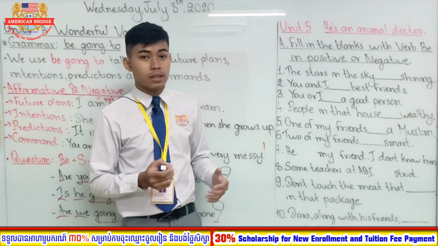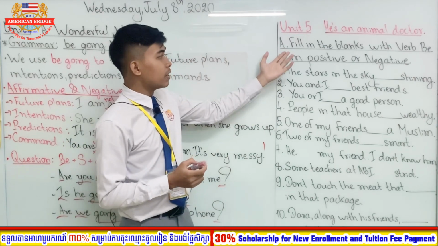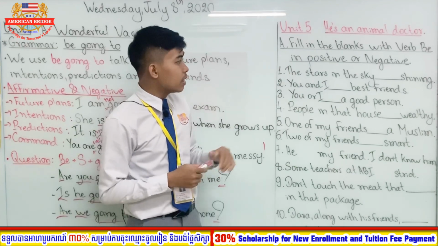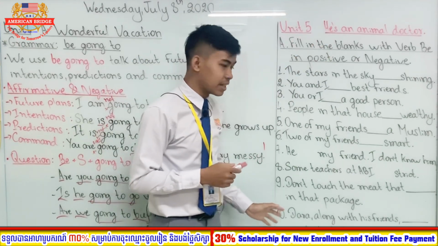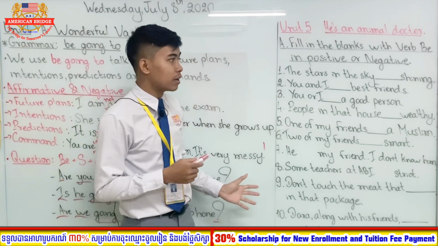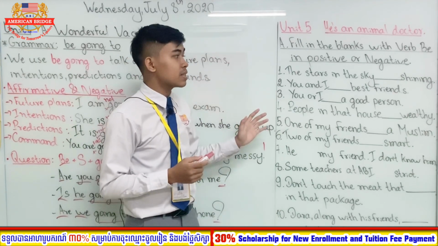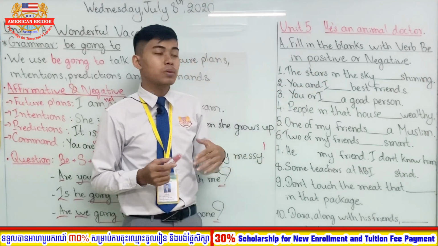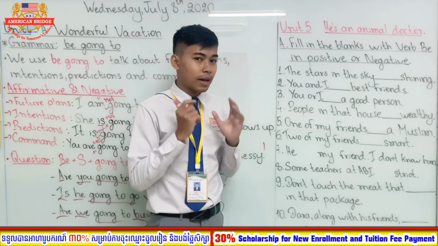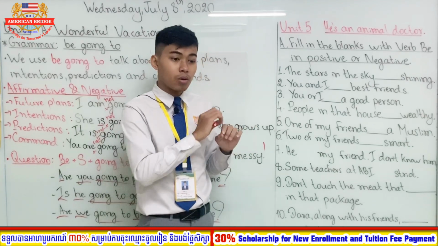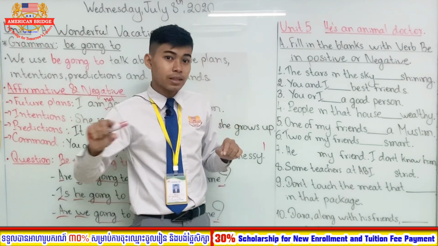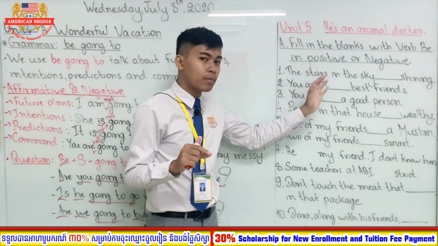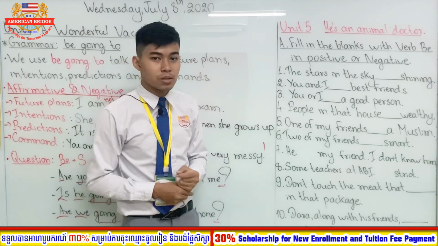So now let's read the instruction. A. Fill in the blanks with the verb be in positive or negative. Here there are 10 sentences and 10 blanks that you have to fill with the verb to be, but in some sentences you have to fill in the positive form, and in some the negative form. So you have to read carefully, read all the exercises, and make sure whether it is a positive form or a negative form. So let's go to number 1.